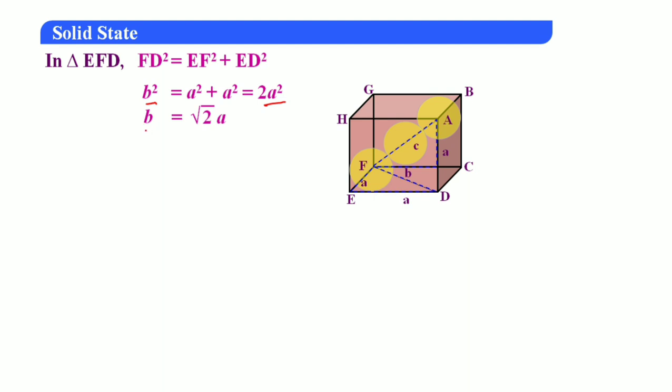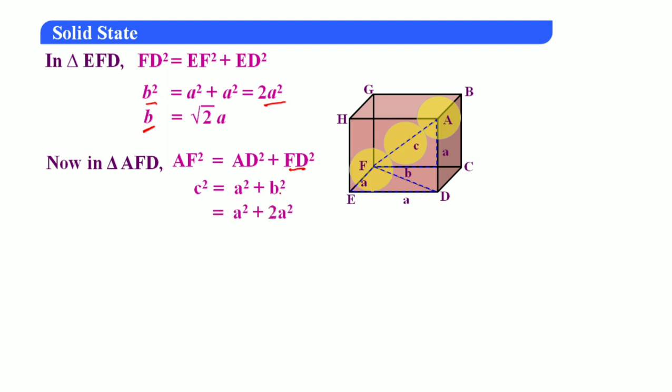Now you take this B here and consider the second triangle AFD. AF square is equal to AD square plus FD square. Now you can see FD is nothing but B. So A square plus B square. B is nothing but root 2A, so B square is equal to 2A square. Here it is not necessary to write this, actually you can directly take it. 2A square plus A square, so that is 3A square. C square is equal to 3A square. C is equal to root 3 A.